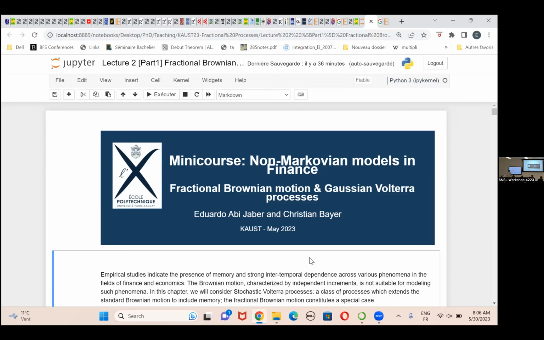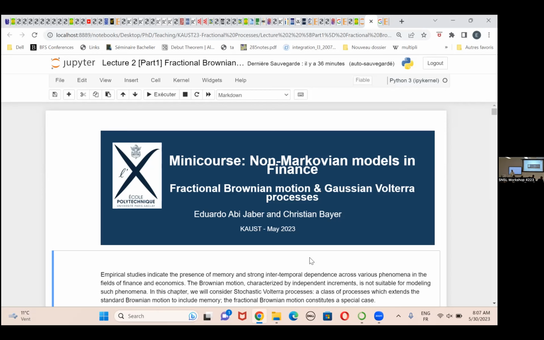So the first part today will be on fractional Brownian motion and more generally Gaussian Volterra processes. I would say the continuous counterpart of what Christian showed you yesterday on Hawkes processes. I have prepared some notebooks. There's a lot of material here, so I won't go through all of the proofs step by step, but I keep them here just for you, if you'd like later to have something more complete.